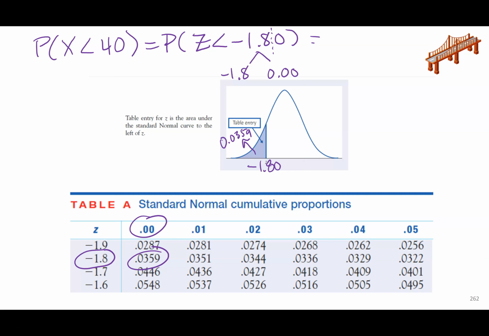So we can just say, okay, that's 0.0359. So that happens about 3.59% of the time you randomly select a car and it's going under 40 miles per hour on this bridge. Which honestly doesn't seem like that happens that often. It seems like really, really high speeds on this bridge.